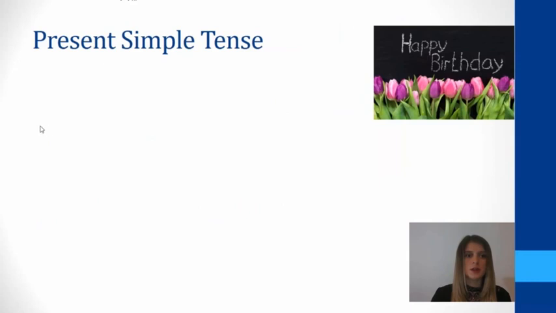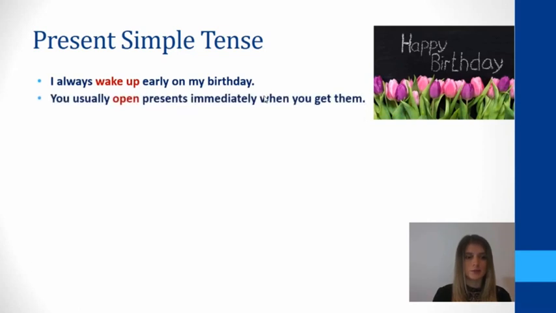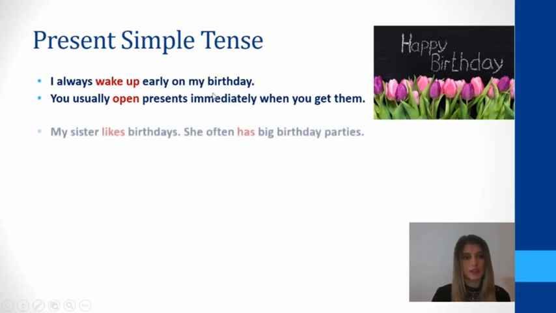Okay. In the sentences we have used so far to talk about how we usually celebrate our birthday, we used the present simple tense. Here is another example. I always wake up early on my birthday. Always. You usually open presents immediately when you get them. Immediately.